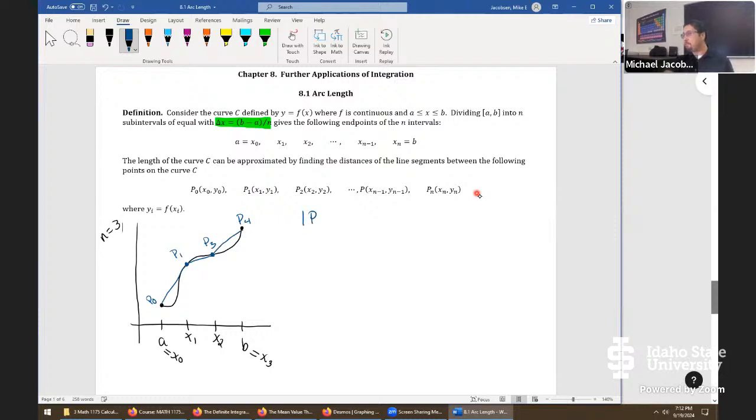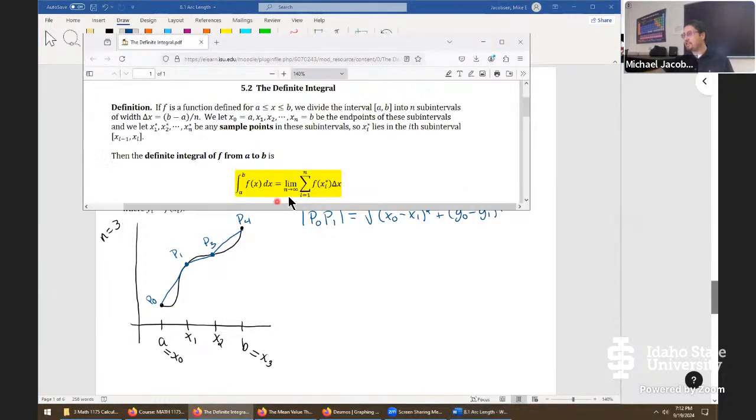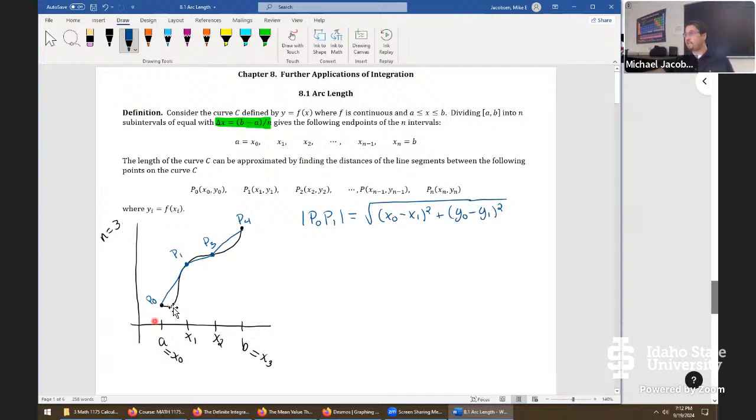Those distances would be given this way. The distance from, say, P naught to P1, just for one example, would be the square root of x naught minus x1 squared plus y naught minus y1 squared, and just start calculating each one of those distances. It's a rough approximation, but as n gets larger and larger, say, as n goes to infinity, we start to get a better and better approximation, and we'll call that the total length. The trouble is, if I just put a limit in front of these things, it is not so easy to actually calculate that limit. Here's what it looks like.